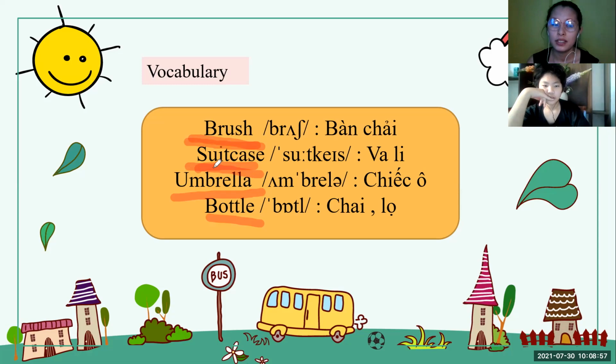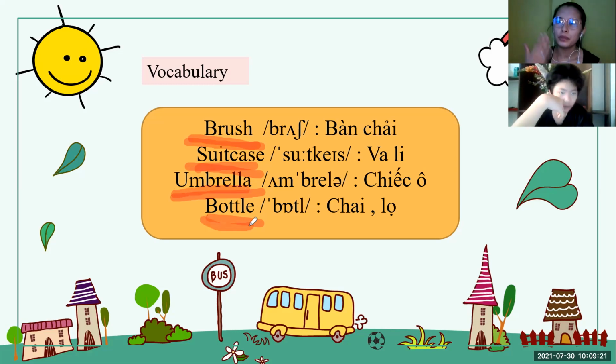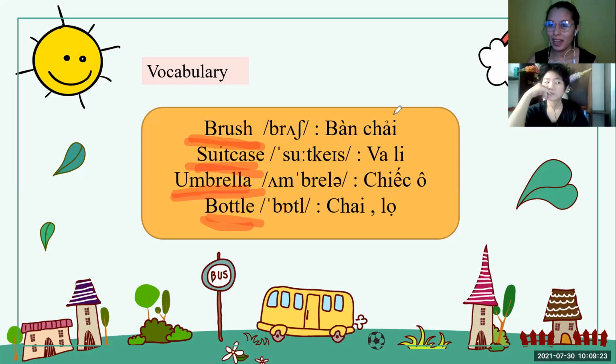You put your things inside the suitcase, you need to bring it when you are going to travel. It is used if you will travel. Okay, very good. And next one is umbrella. That's too easy. And next is bottle. You will put your drinks there. Okay, so those are some vocabulary words.